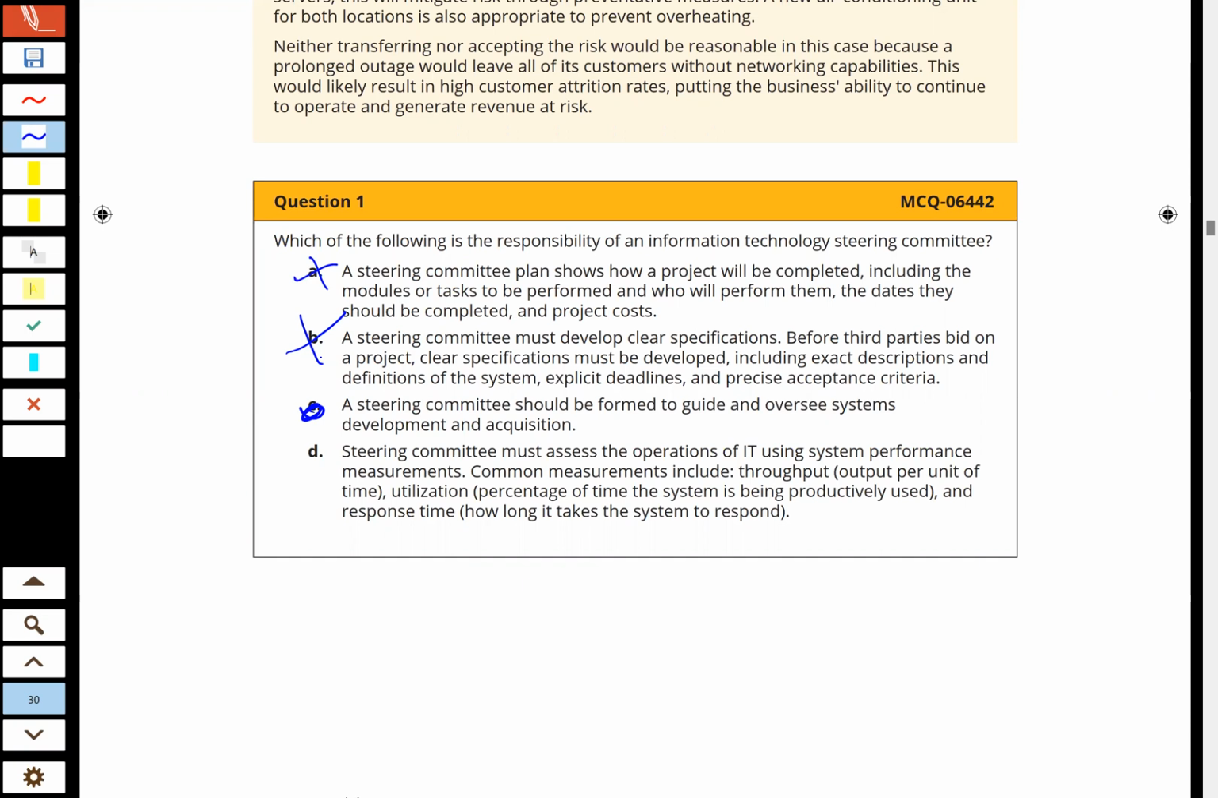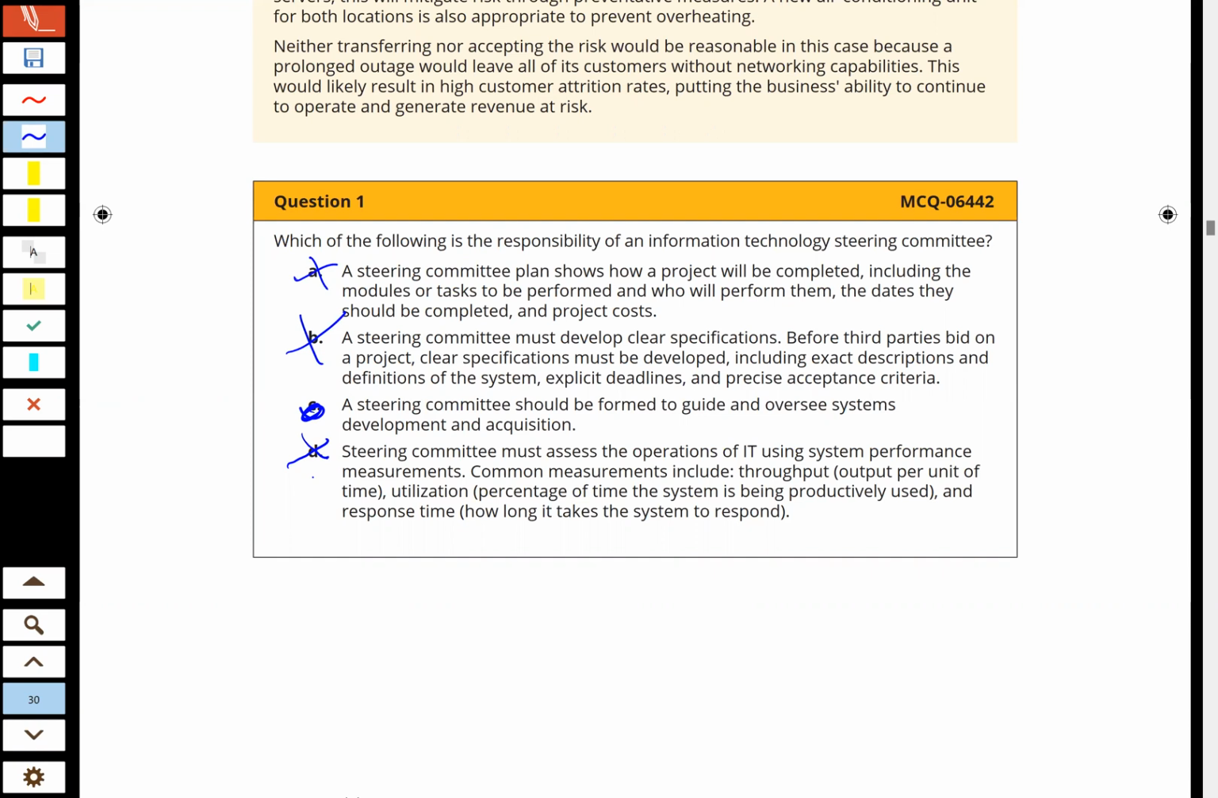Now, D, a steering committee must assess the operations of IT using system performance measurement, common measures. That's really getting very creative here, as to some things that maybe we would be doing, but that's certainly not something that the steering committee does. That's a little too granular. Steering committee is high level individuals of the organization.